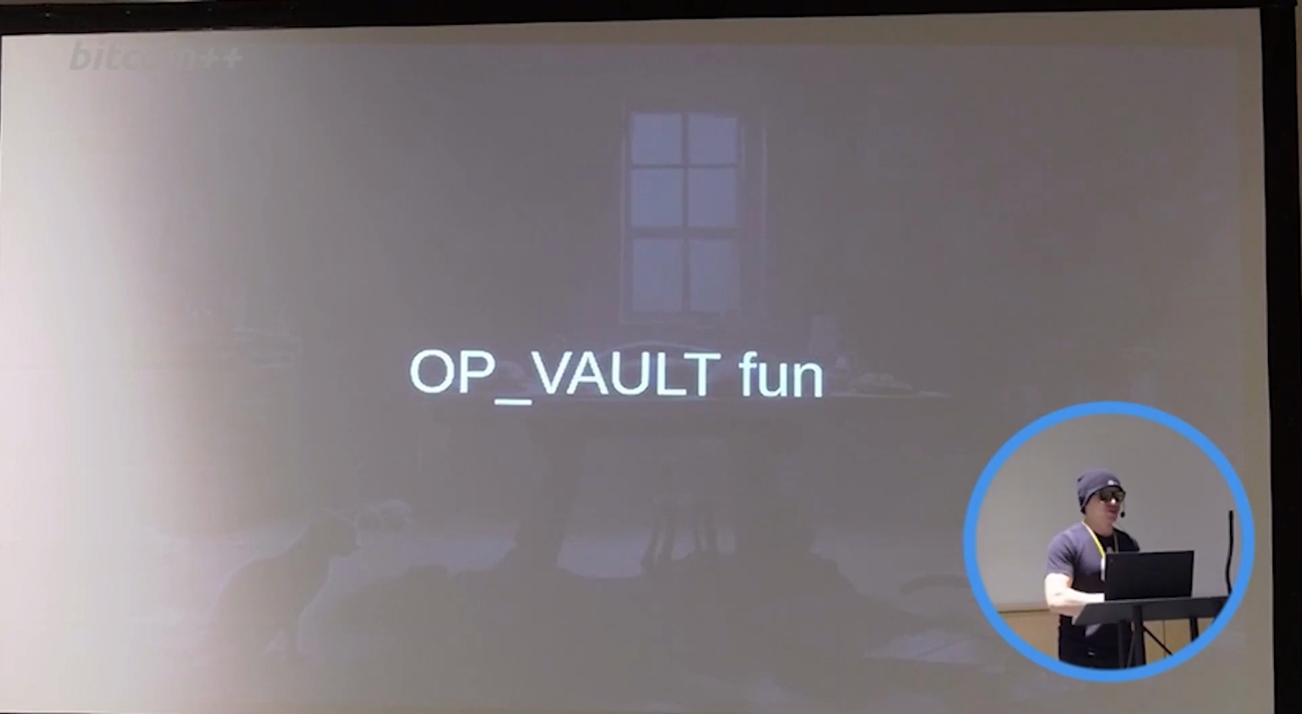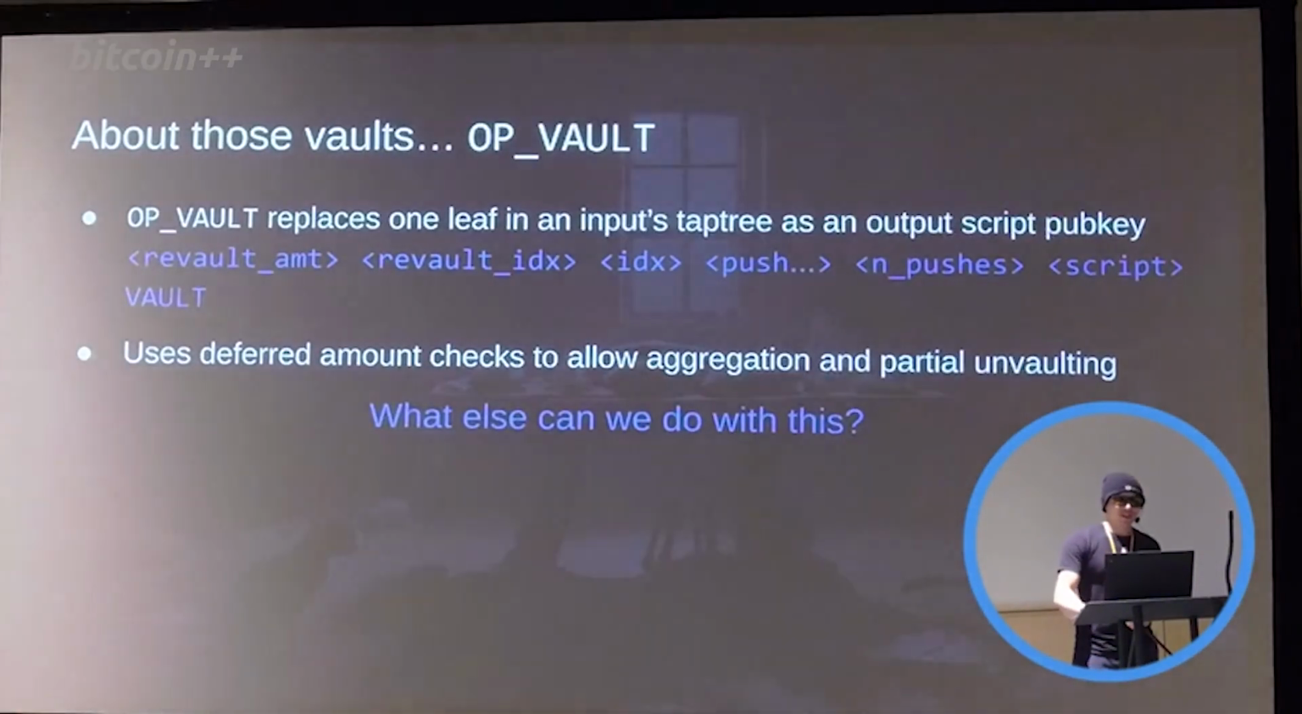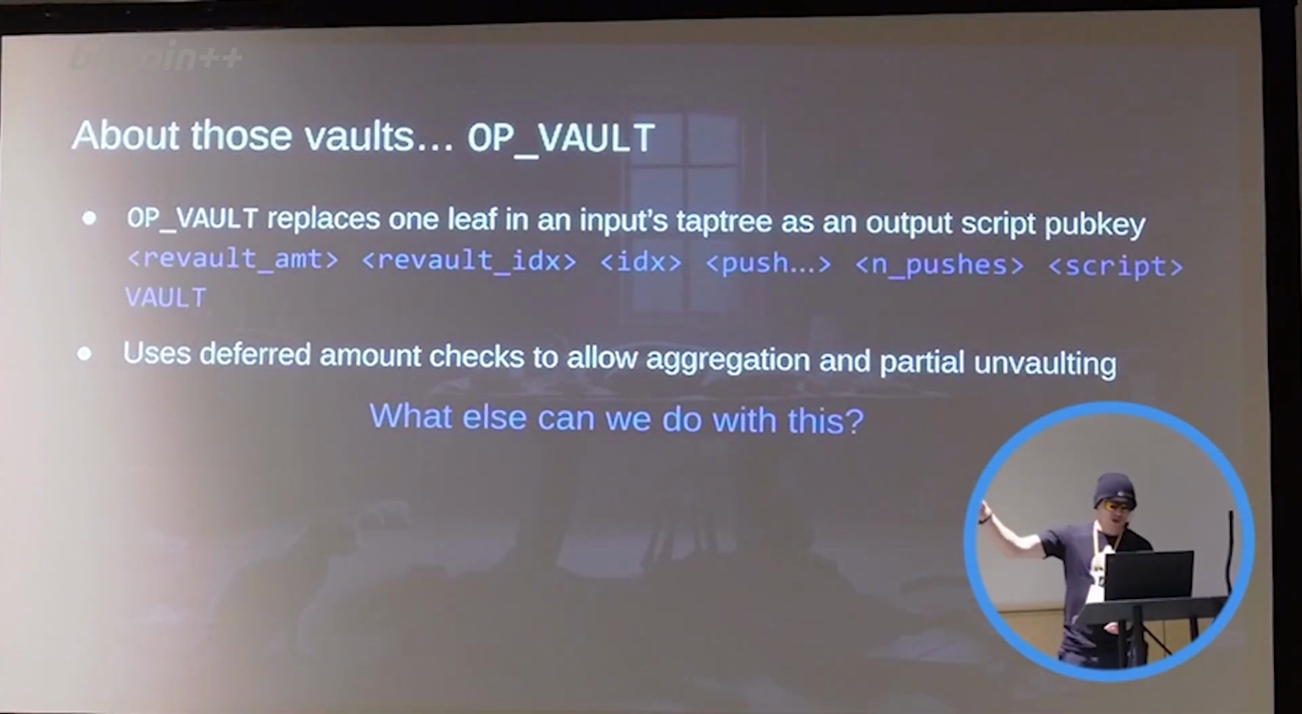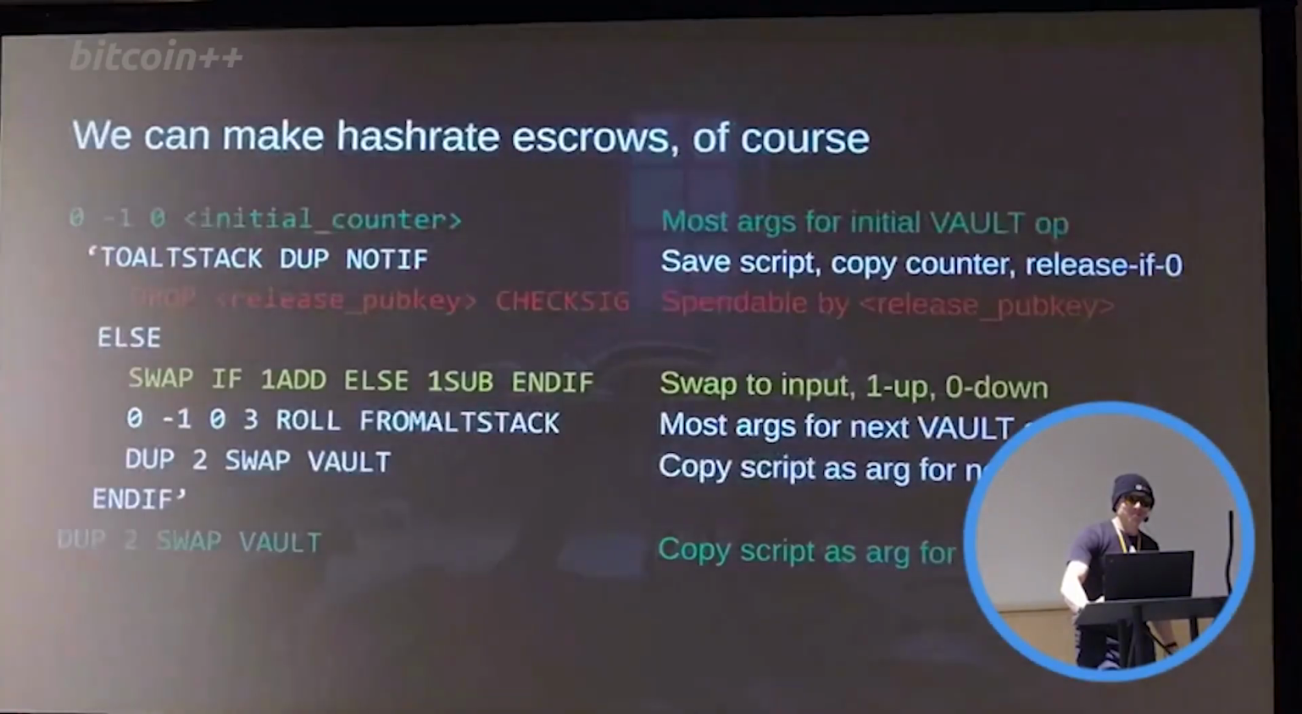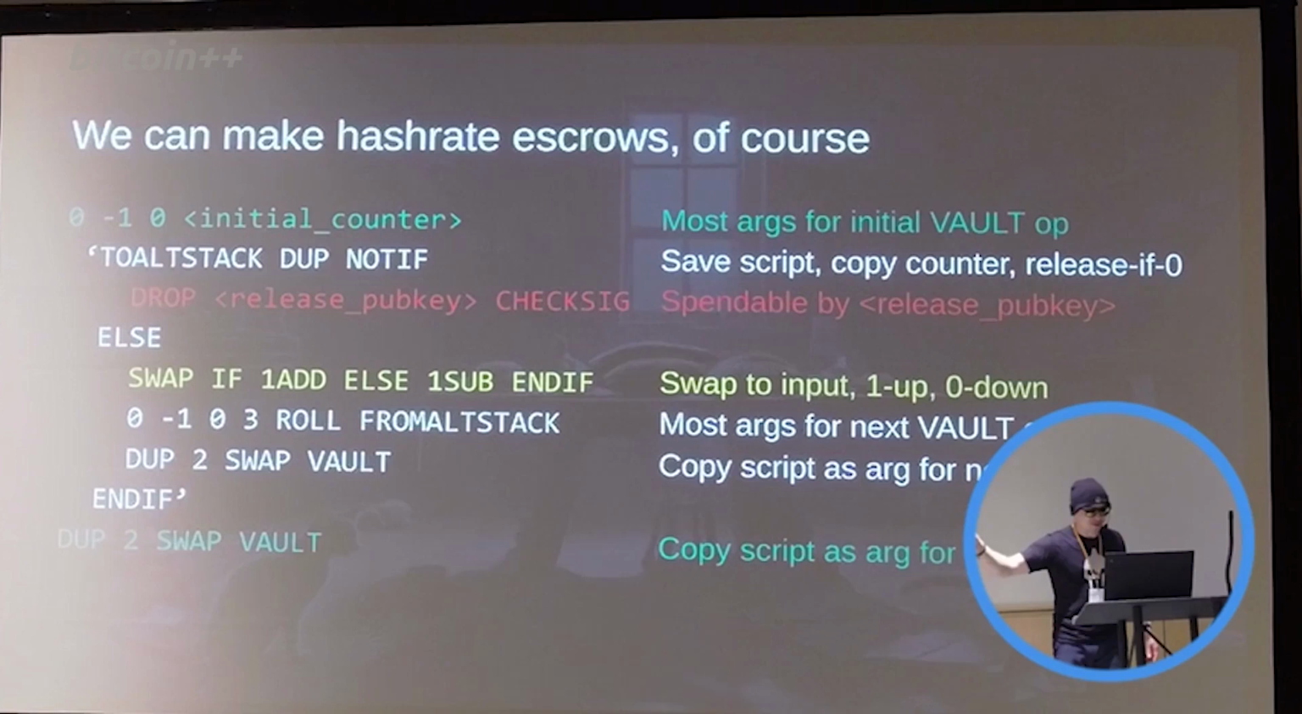Someone was joking about how everything enables hash rate escrows. And I was like, I wonder if Vault can do hash rate escrows. Well, here's how Vault works in a very short thing. I should have put that earlier. Like I said, I rearranged the talk. Here is how you make hash rate escrows without Vault. It's not even that hard.